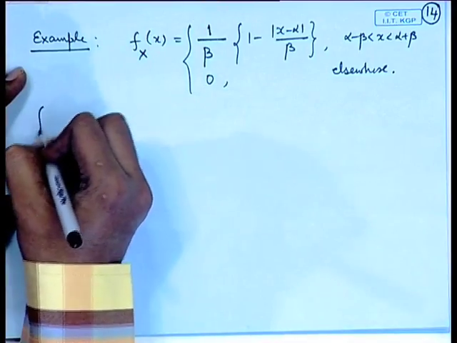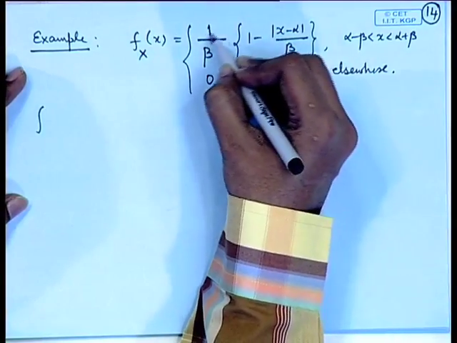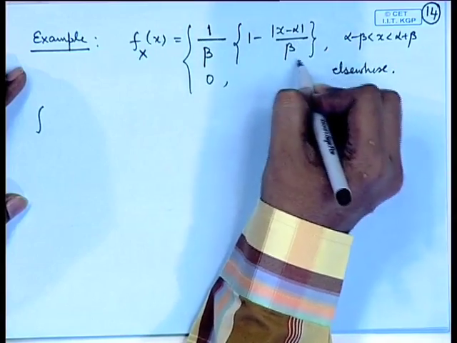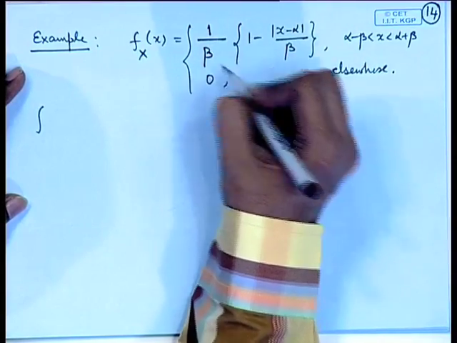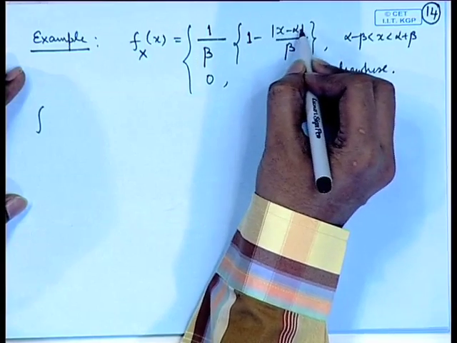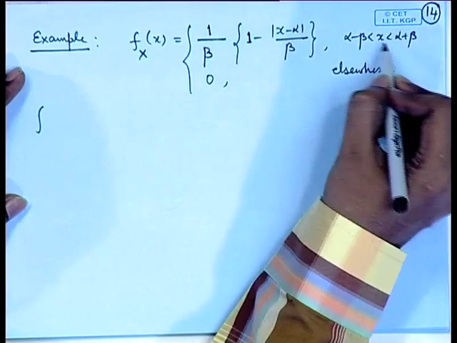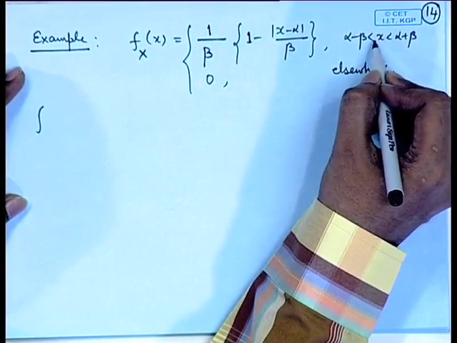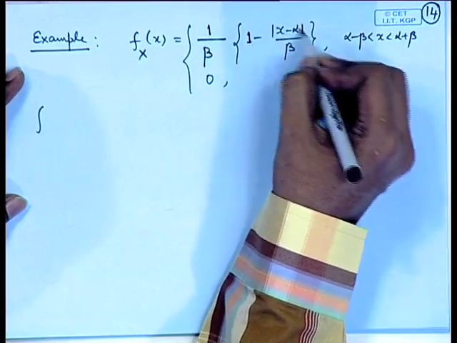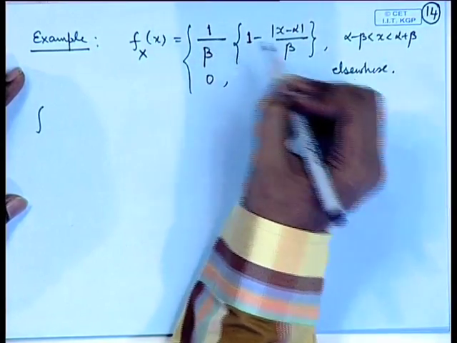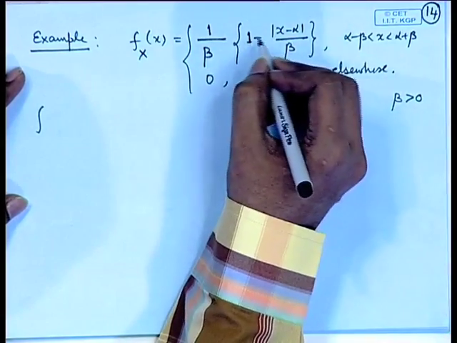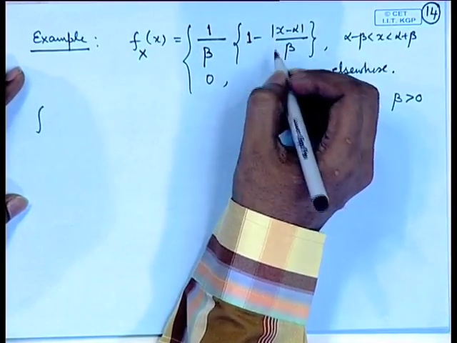Let us consider. So, first thing we observe is that in order that this is a non negative function, beta should be positive and 1 minus modulus of x minus alpha by beta. So, here modulus of x minus alpha by beta is less than 1. Therefore, this quantity is always positive. Therefore, beta has to be positive in order that this is a density.